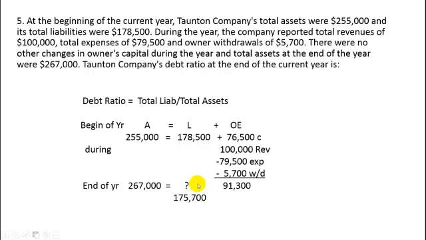So you have enough information now to find out what the debt ratio was at the end of the accounting period, which would be total liabilities of $175,700 divided by total assets of $267,000. This gives us a debt ratio of 65.8%.